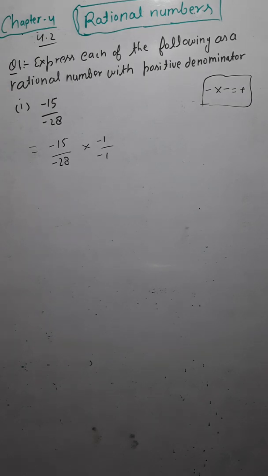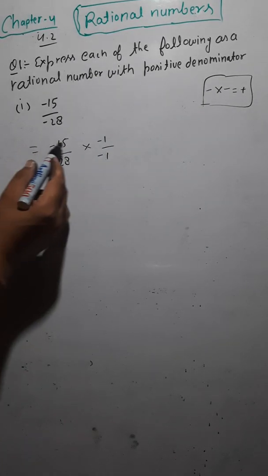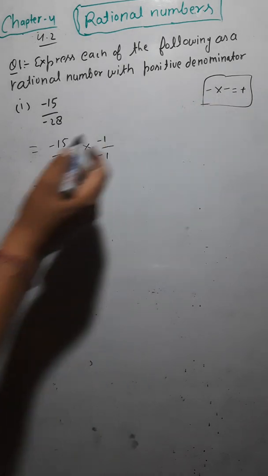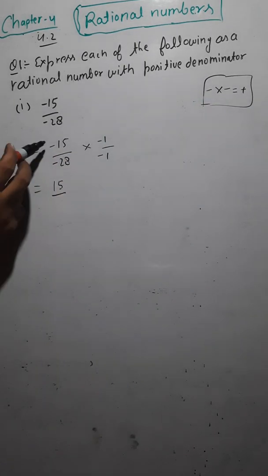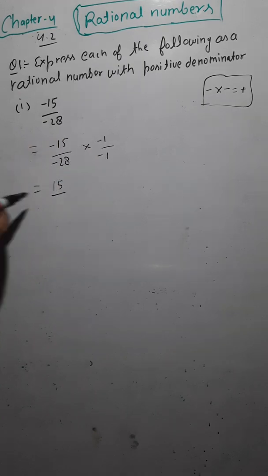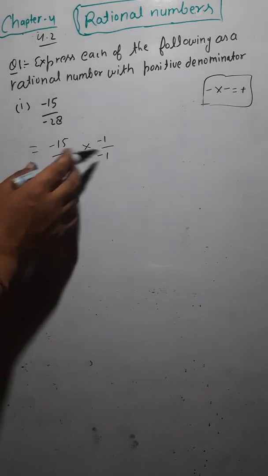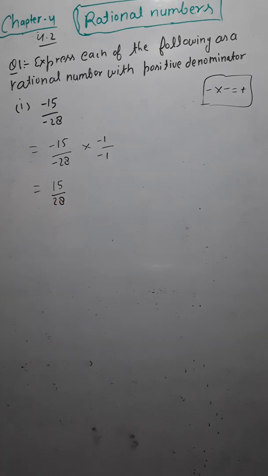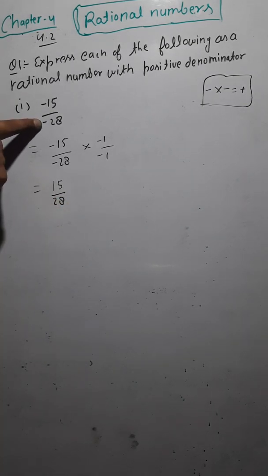Okay. Now what is the answer now if you see? Now see, 15 times 1 is 15, and minus multiply minus would be plus. So it would be plus 15. Yes or not? Because minus multiply minus would become plus. Similarly in the denominator, minus multiply minus would become plus, and 28 times 1 is 28. Now if you see, we have changed this negative denominator into the positive denominator. This is what you have to do here.